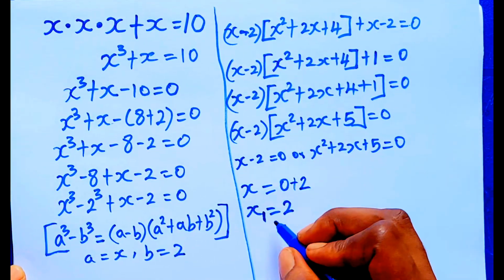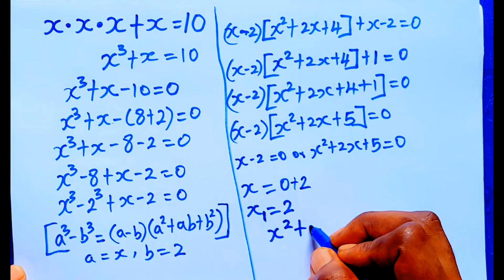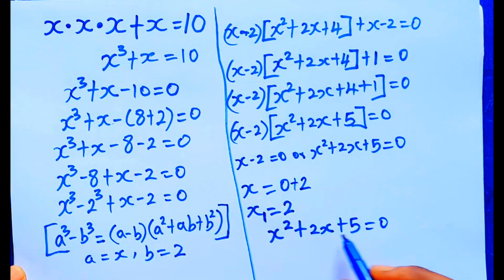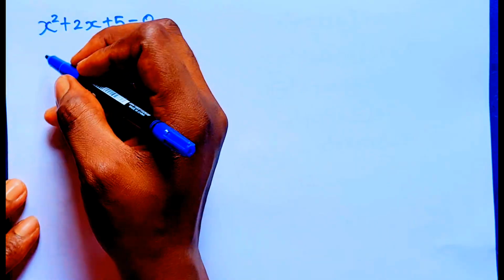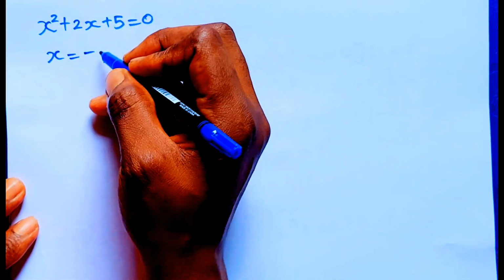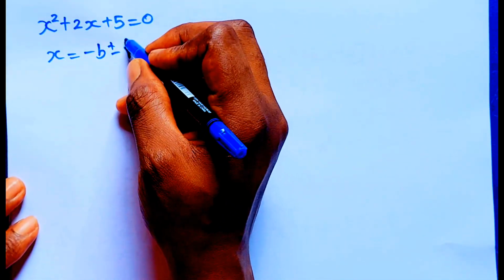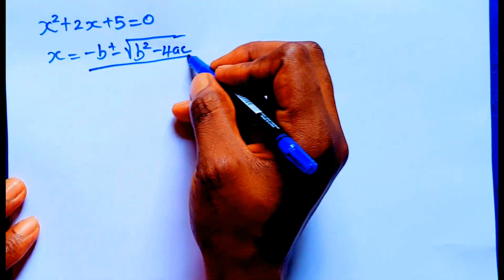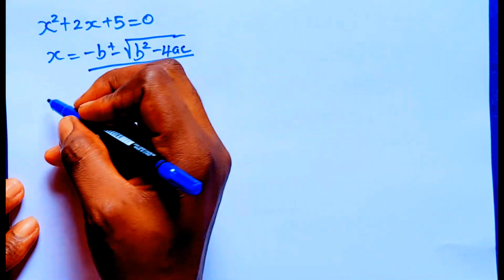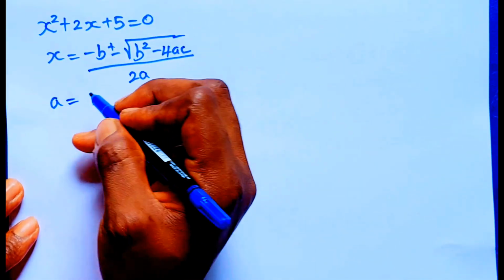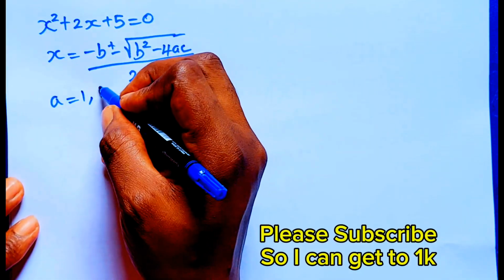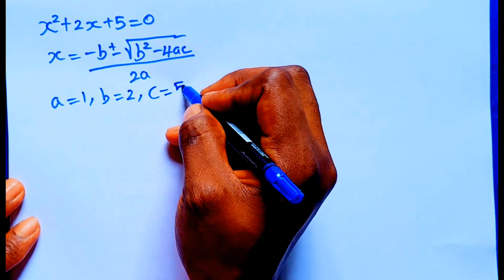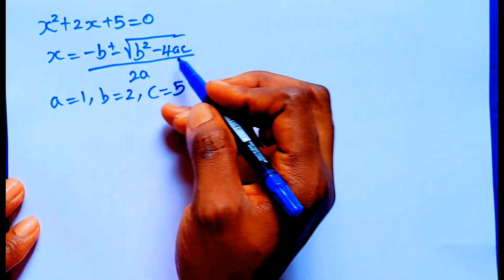2. Now from this one, which is x squared plus 2x plus 5 equals 0, we are going to be using the quadratic formula to solve this. And the formula says that x equals minus b plus or minus square root of b squared minus 4ac, then divide by 2a. And this is the formula. Now remember that according to our equation, a equals the coefficient of x squared, which is 1, and b equals the coefficient of x here, which is 2, and c equals 5. Okay, now we are going to substitute all these values in this given formula.